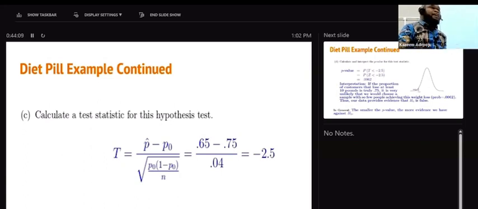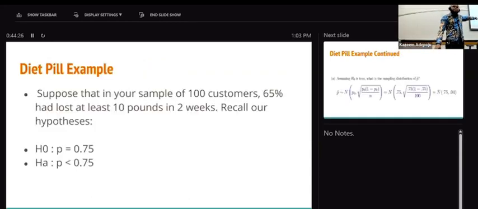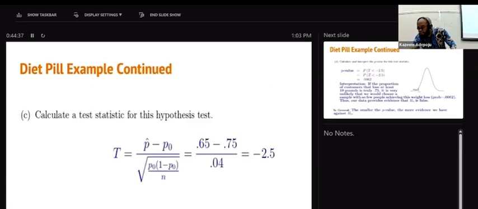Now, the next thing that I want to figure out: what is the P value? If I want to figure out the P value, then I need to take into consideration the nature of the alternative. What was the alternative? The alternative was less than, right? Take a look at the alternative. That was less than, right? Now, if I want to find the P value, my P value will be P of Z less than that value, P of Z less than negative 2.5.